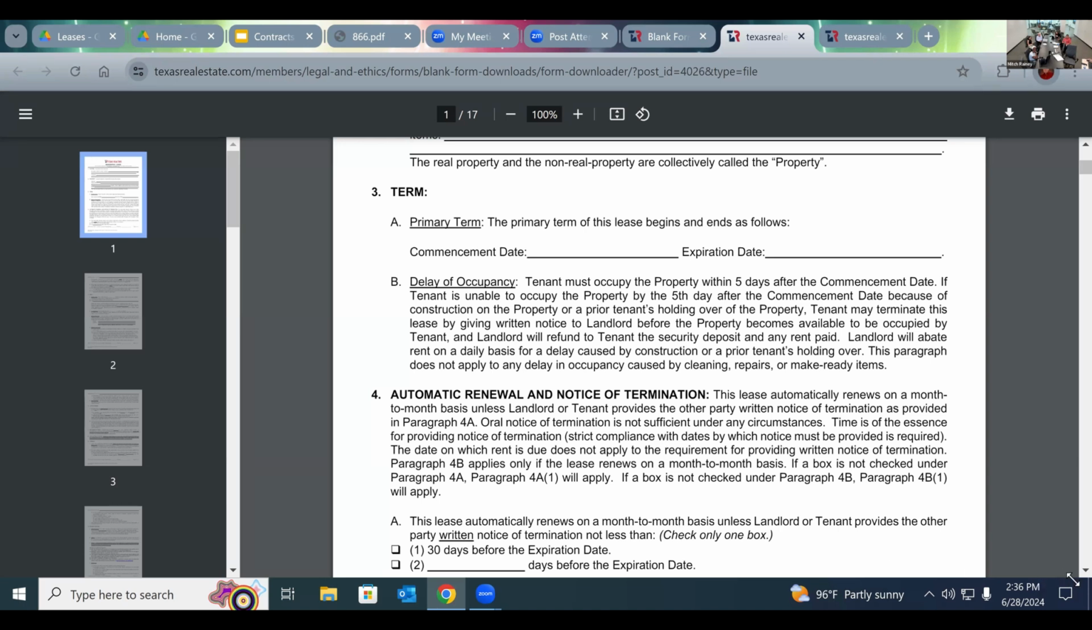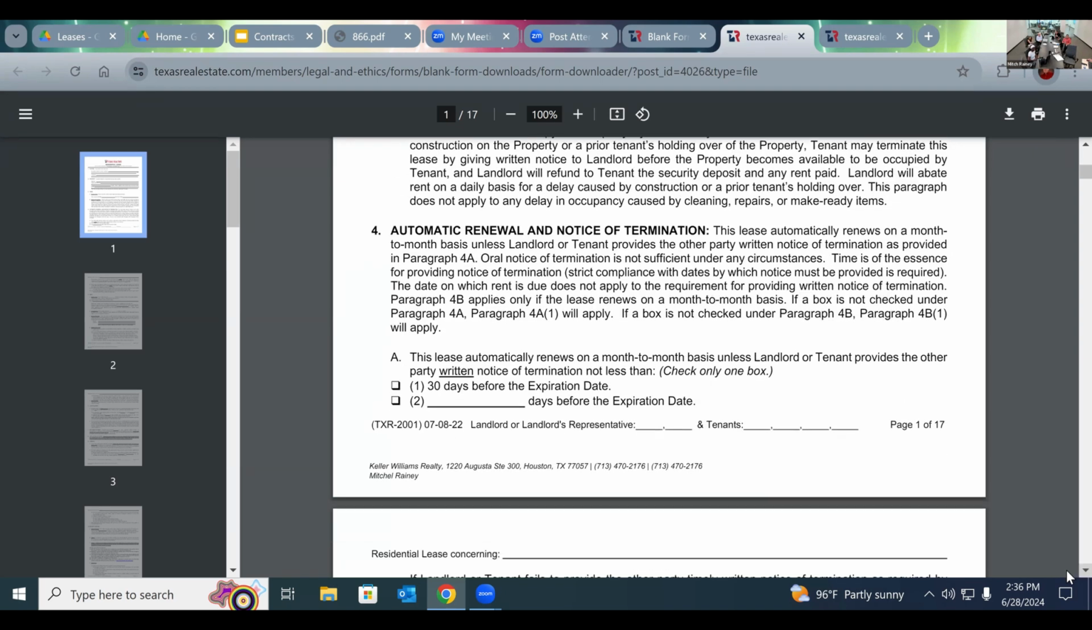If at the end of the lease, it's automatically gonna renew on a month-to-month basis. Notification, 30 days before the expiration date or blank days before expiration date. If it takes 2 months to lease this property because of the price, you may want to have 60 days. They have to give you 60 days notice they're going to move out, both sides.